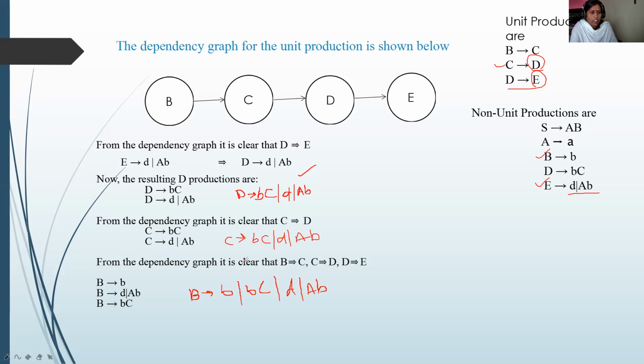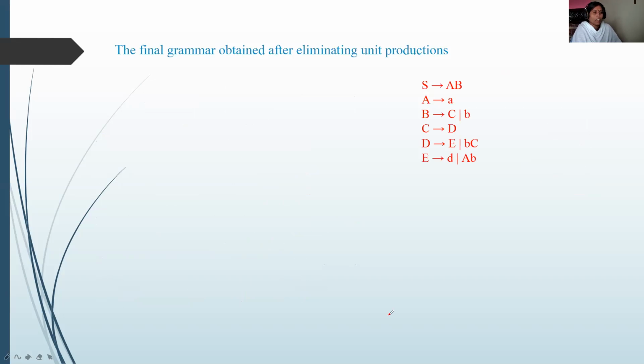So C is producing D. C's non-unit productions plus non-unit productions of D. The non-unit productions of D are BC or D or AB. This is there. Then B produces C, and B's non-unit productions plus B producing C's non-unit productions. So B producing B will be as it is, and B is producing C. C's non-unit productions are going to be the non-unit productions of B. So here the non-unit productions of B are B produces BC or D or AB.